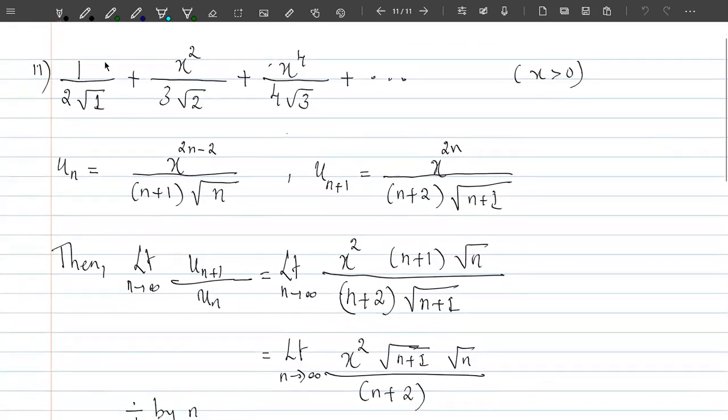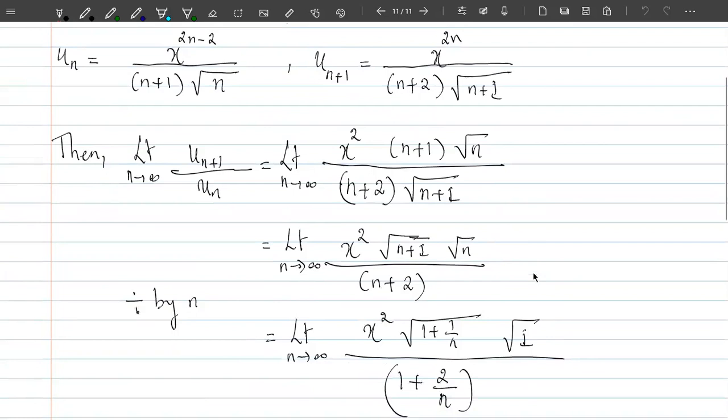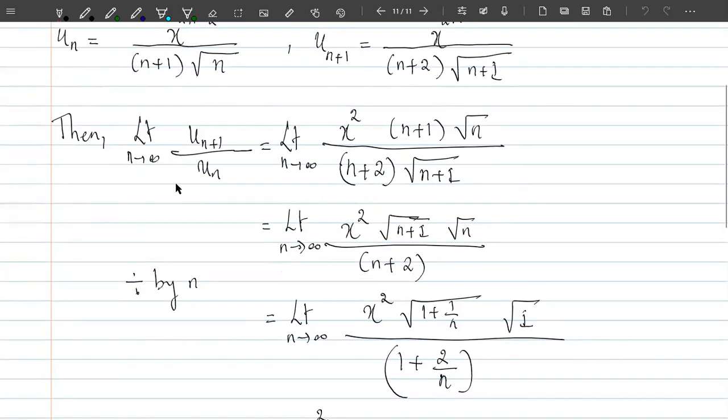Last problem. So here you have 1 by 2 root 1 plus x square by 3 root 2 plus x power 4 by 4 root 3 and so on. u_n is equal to x power (2n minus 2) divided by (n plus 1) into root n. u_(n+1) is x power 2n by (n plus 2) into root of (n plus 1). Let's calculate this limit: limit n tending to infinity, u_(n+1) by u_n.